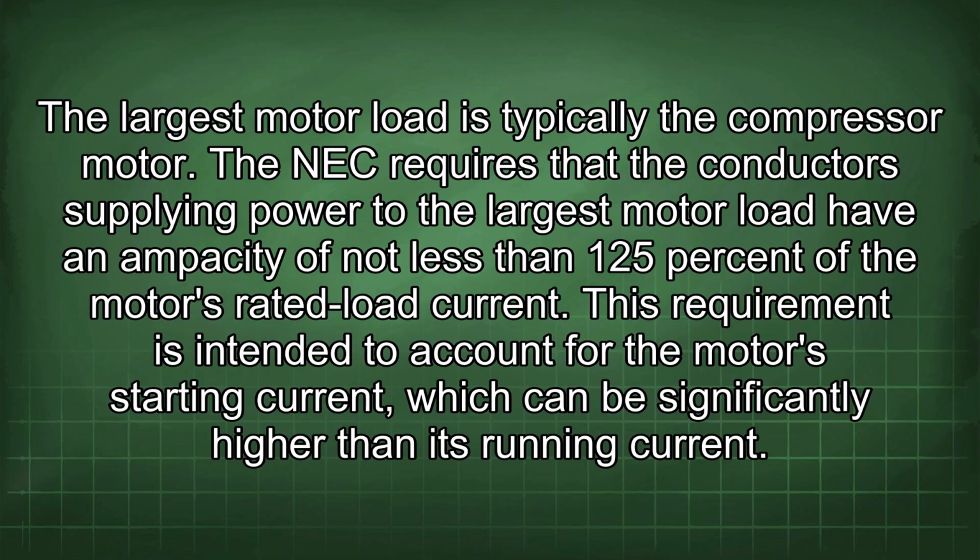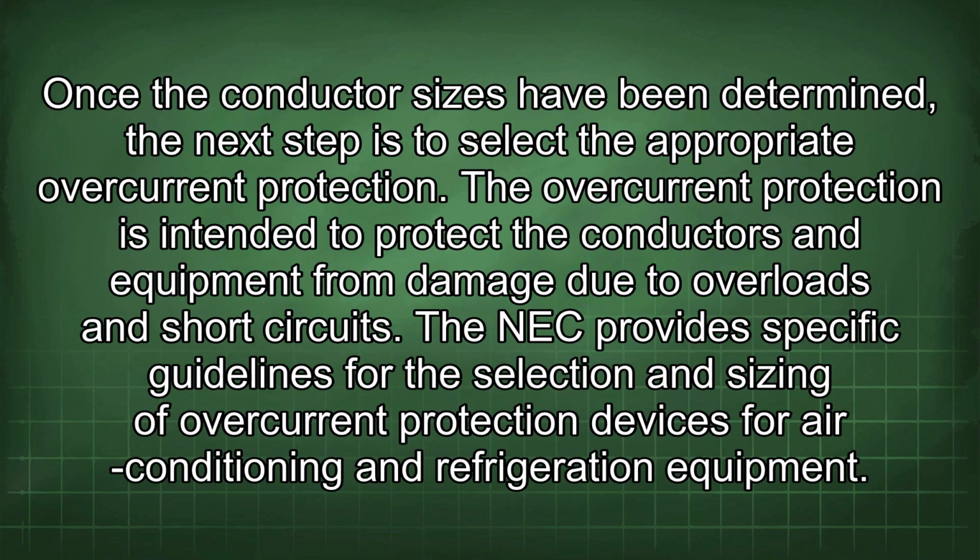The NEC requires that the conductors supplying power to the largest motor load have an ampacity of not less than 125% of the motor's rated load current. This requirement is intended to account for the motor's starting current, which can be significantly higher than its running current. Once the conductor sizes have been determined, the next step is to select the appropriate overcurrent protection. The overcurrent protection is intended to protect the conductors and equipment from damage due to overloads and short circuits.